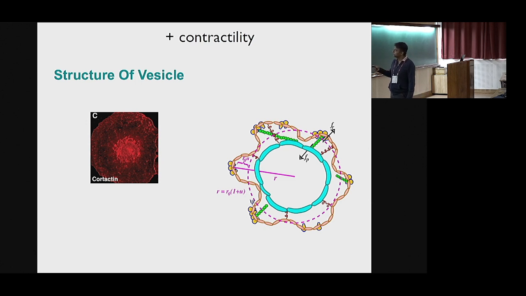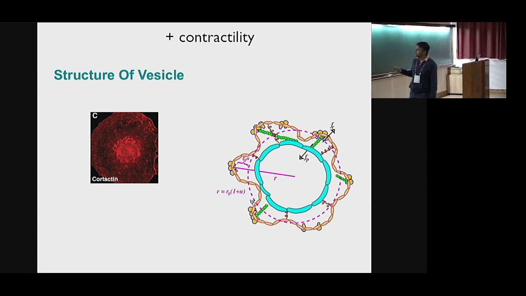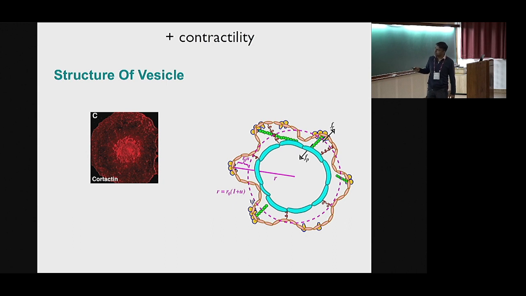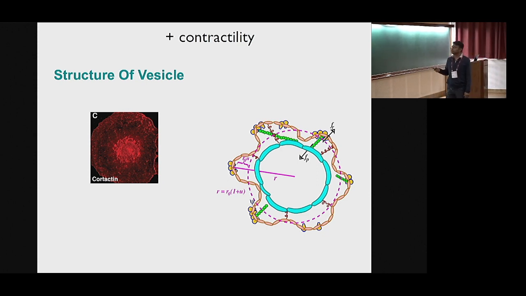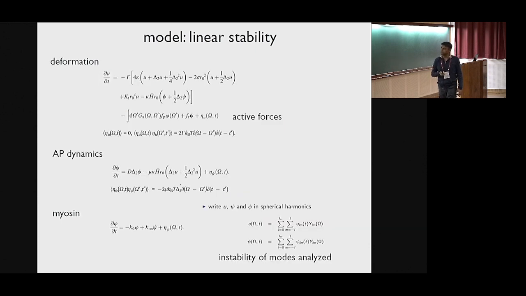And then there could be actomyosin contractility, which can pull the membrane inward. So the variables are this U, which is a local deformation from the sphere. And then there are two other variables we look at. One is this psi, the density field of the membrane-bound proteins, and then there is a field phi, which will describe the actomyosin contractility.